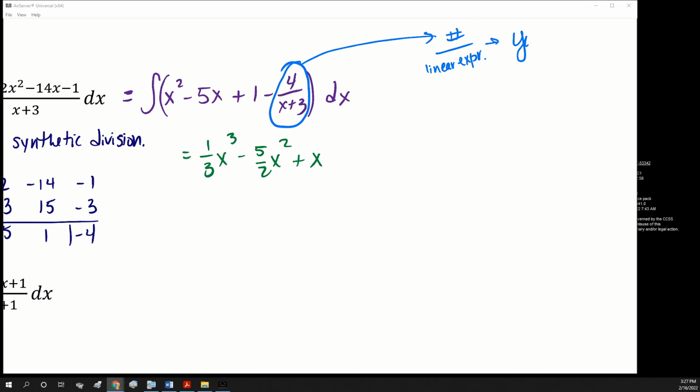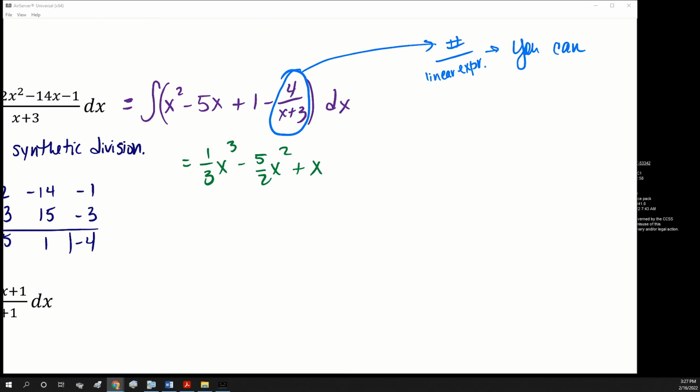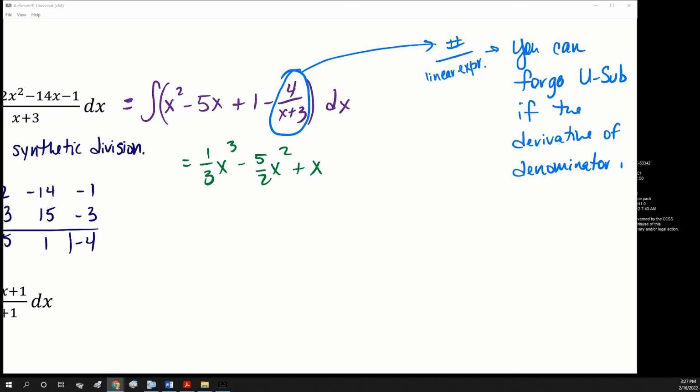So you can forego U substitution if the derivative of the denominator is 1. I feel like I'm spelling this wrong. I feel like there should be an E in it.